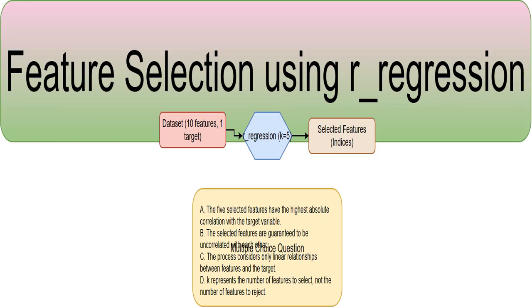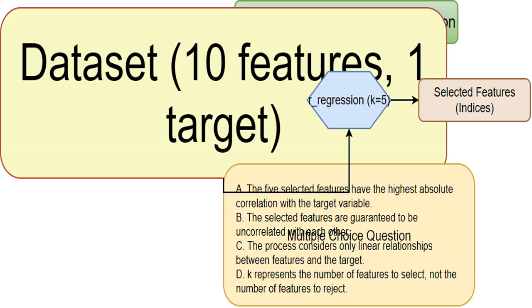I'm using the r_regression function from Sklearn to pick the best features for my regression model. This function is all about finding the features that are most strongly related to the thing I'm trying to predict. I have a dataset. It has 10 different features and a single target variable that I want to predict.